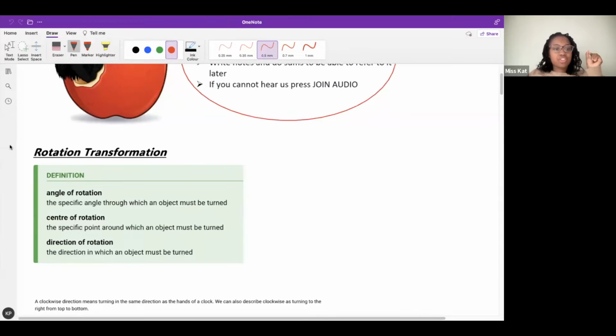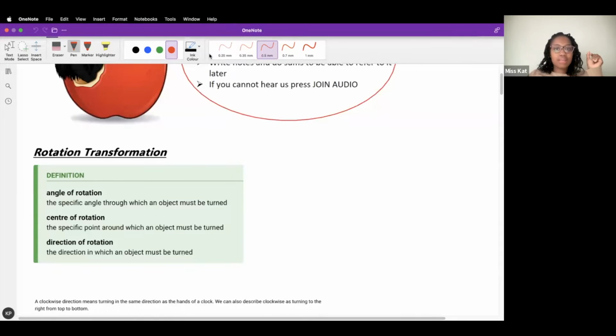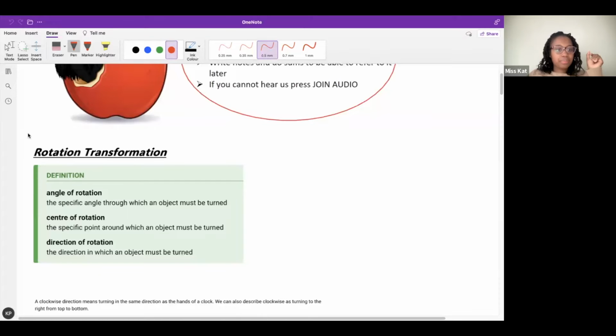So these are the three definitions that we might need. The first one is we need to be told the angle of rotation. If we say we're rotating a shape, it's going to ask us, are we rotating it 90 degrees, 180 degrees, or 270 degrees? They need to specify our rotation. And then there's a center of rotation. Right now, let's not focus on that, but you can have a definition. That's the specific point around which the object must be turned.